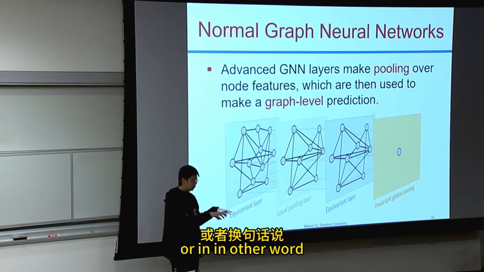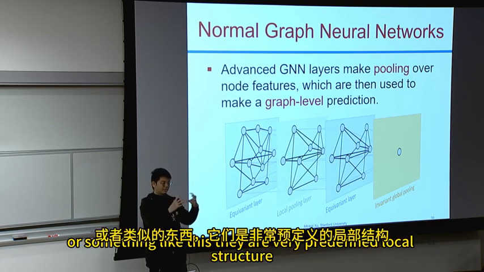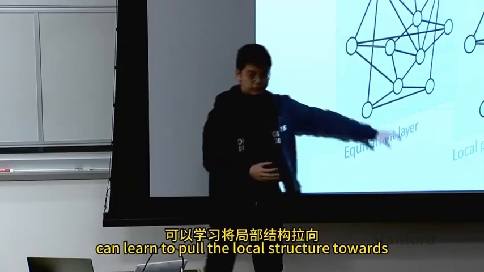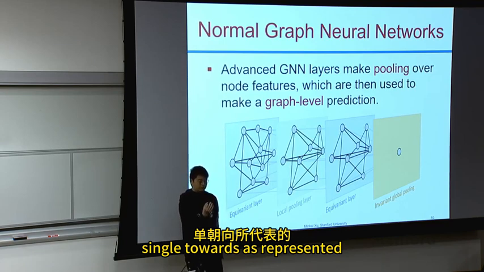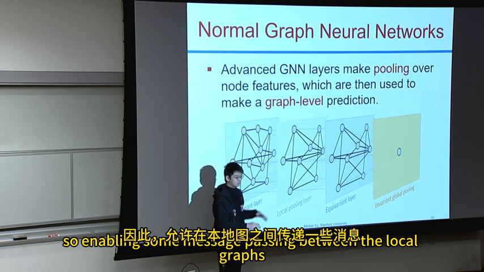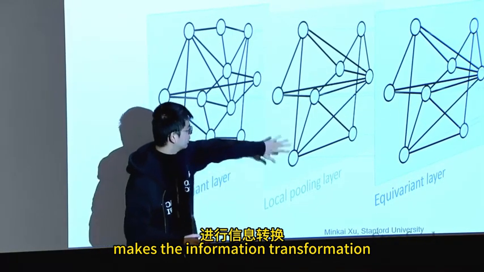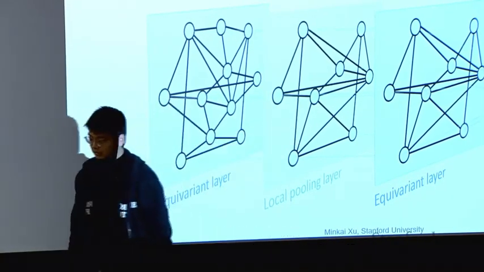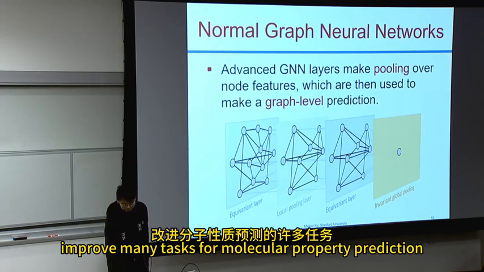Or in other words, it makes more sense for molecules, because in molecules there are chemical rings or something like this. They are very predefined local structures. So this kind of pooling can learn to pool the local structure to be represented as some pseudo single node. So enabling some message passing between the local graphs makes the information transformation or message passing more effective, and significantly improves many tasks for molecular property prediction.